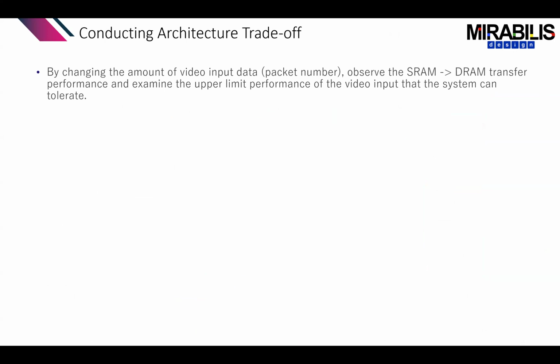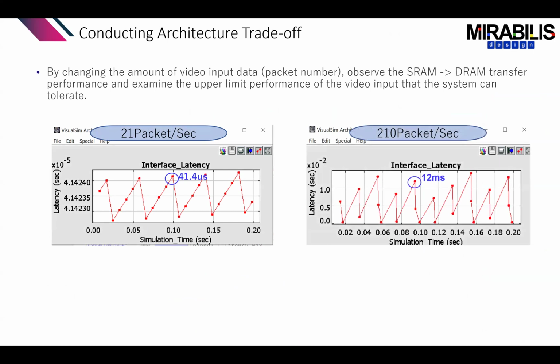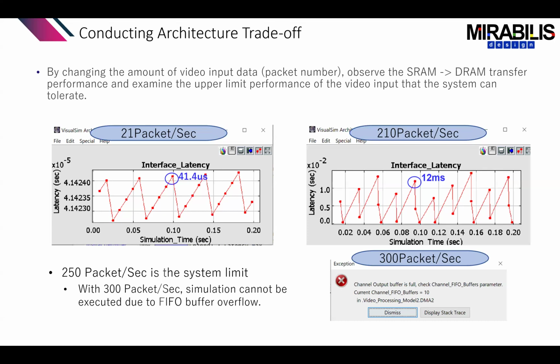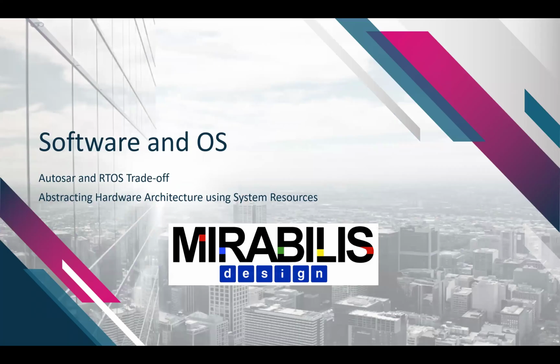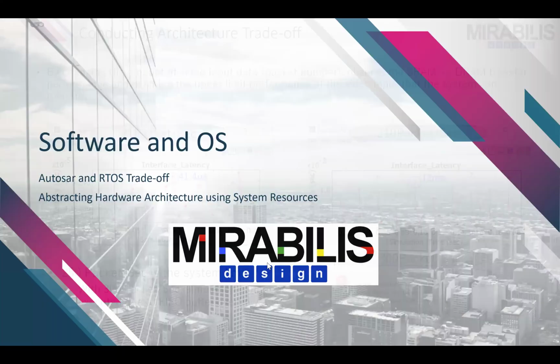When you do these experiments, you have these architecture trade-offs. Say you start off with 21 packets per second. What happens? You get 41 microseconds. But when you go to 210, which is 10 times, you get a 30x jump. When you go to 300 packets, you notice there's a buffer overflow and it cannot handle it. So we find out that 250 packets per second is the system limit, and it cannot exceed that because the FIFO has a buffer overflow. Using this, you can quickly determine where the bottlenecks are in the system.